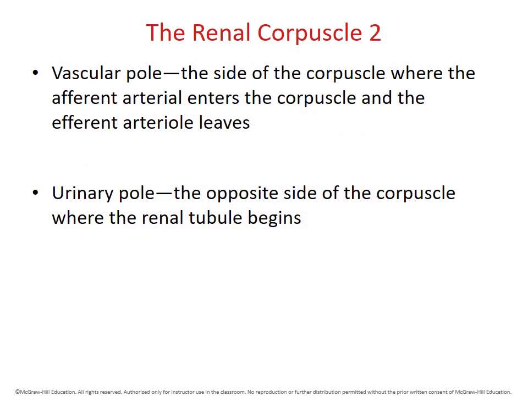The renal corpuscle does have two opposite sides to it, as we saw. It's got a vascular pole and a urinary pole. The vascular pole of the renal corpuscle is the side where the afferent and efferent arterioles enter and exit. And then the urinary pole is the opposite side of the corpuscle, and of course that's where, as I just mentioned, the tubular portion of the nephron begins as filtrate drains out of the capsule.